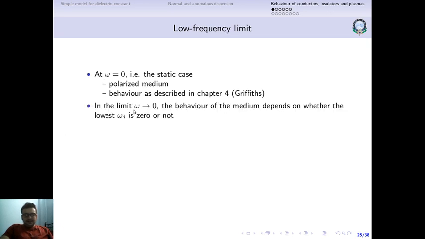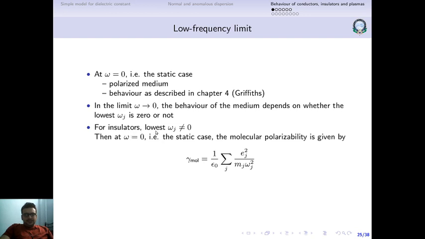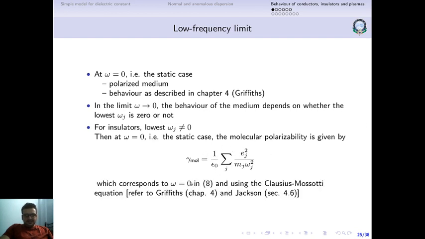But in the limit where omega is not equal to 0 but omega tends towards 0, the behavior of the medium will depend on whether the lowest resonant frequency is 0 or not. For insulators, the lowest resonant frequency is not 0. What do I mean by the lowest resonant frequency being 0 or not? We'll see that in a short while. If the lowest omega j is non-zero, then if I put omega equal to 0, that is the static case, and we'll have a molecular polarizability given by this expression. This corresponds to setting omega equal to 0 in equation number 8.